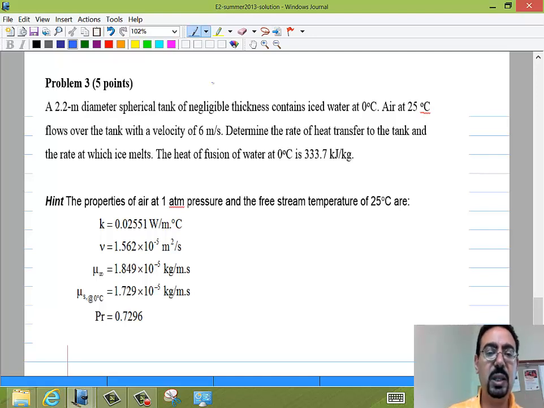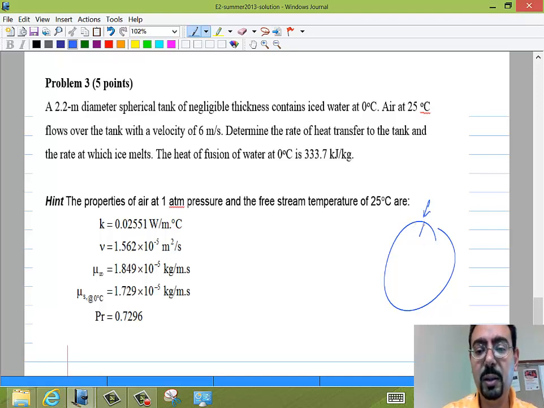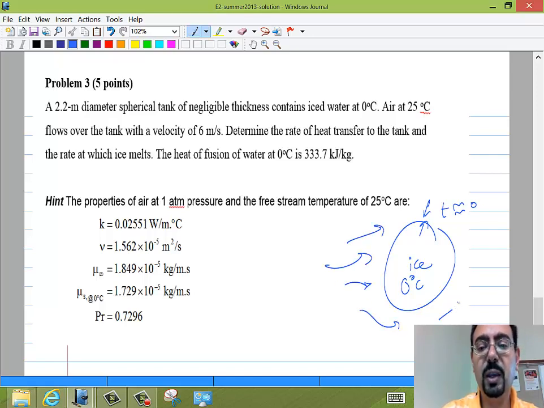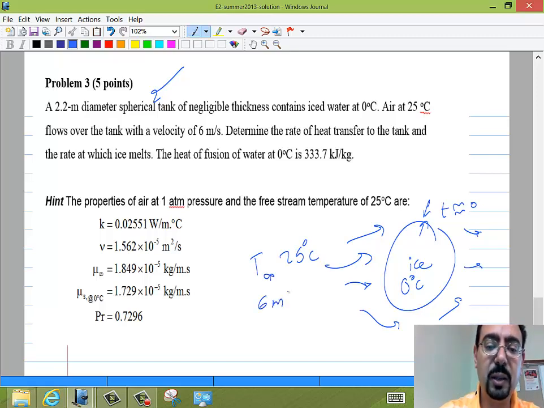So what does he want from us? He said there is a tank, and that tank has a negligible thickness, so the thickness is really, really small, and it has ice inside, and that ice is sitting at 0 degrees, and air around this sphere, and it's a sphere, it's not a cylinder, it's a sphere, is coming at 25 degrees, that's T infinity, all right? And it's coming at 6 meters per second, that's the V.